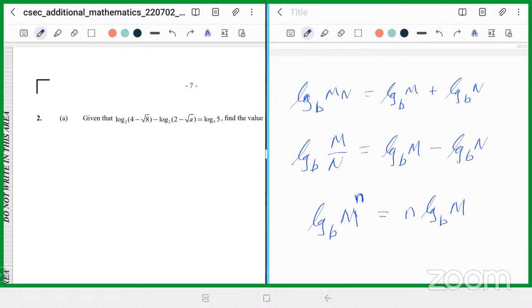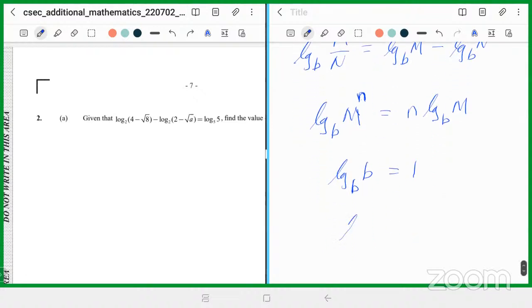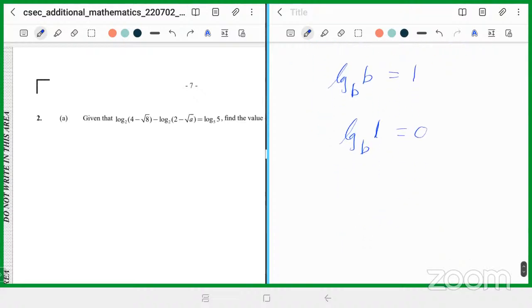Then there are a couple of other things that you must know. That the log of a number to the same base is equal to 1, and that the log of 1 to any base is equal to 0. Now, what is the basic theory of logs?